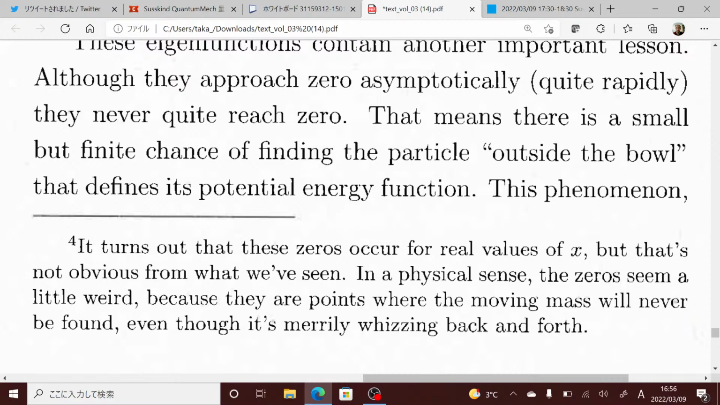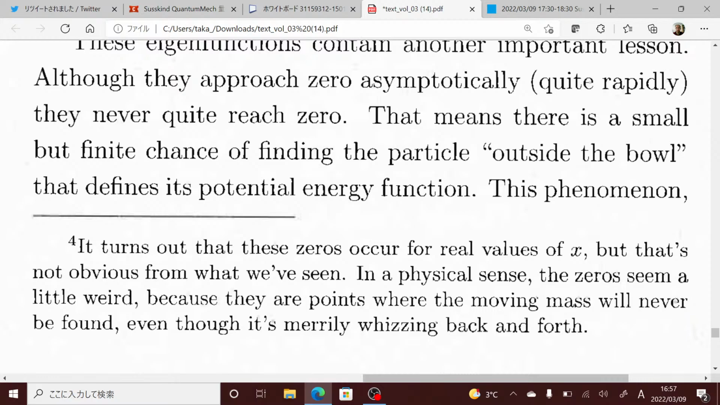In a physical sense, the zeros seem a little weird because they are points where the moving mass will never be found, even though it's merrily whistling back and forth.